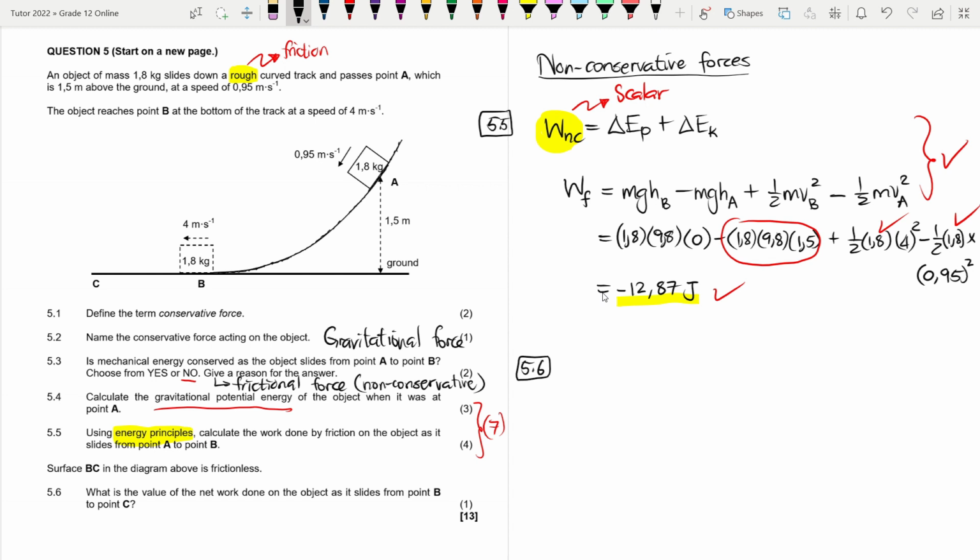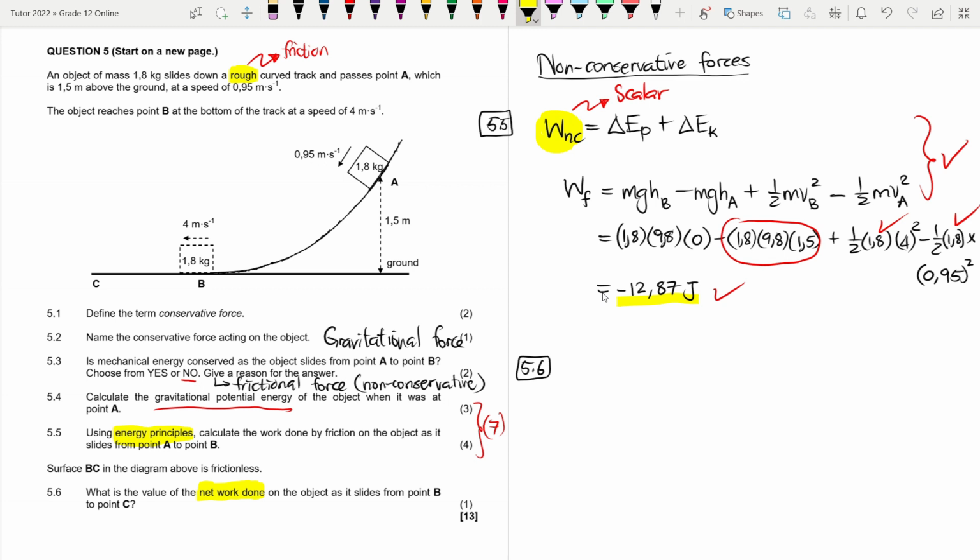Okay, surface BC in the diagram is frictionless. What is the value of the net work done on the object as it slides from B to C? For 1 mark. What do we think? So the question asks for the net work done on the object. You have to get it wrong in order to learn. So don't be afraid to say your mind.